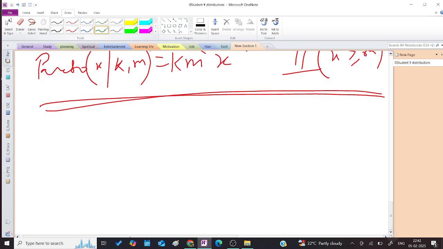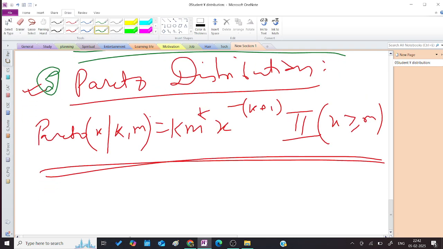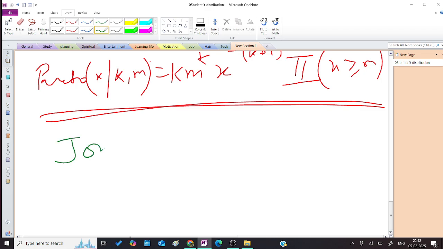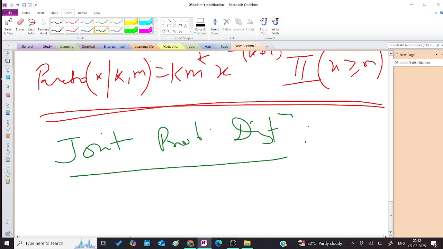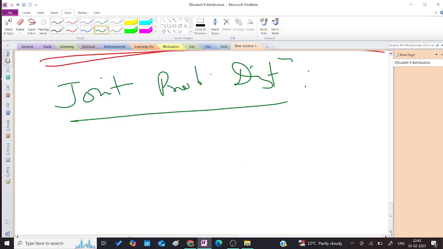Let's move to our next topic, that is joint probability distribution. Here we consider more than one distribution, which may or may not be related to each other. In other words, there is not only one distribution, but more than one distribution is possible.